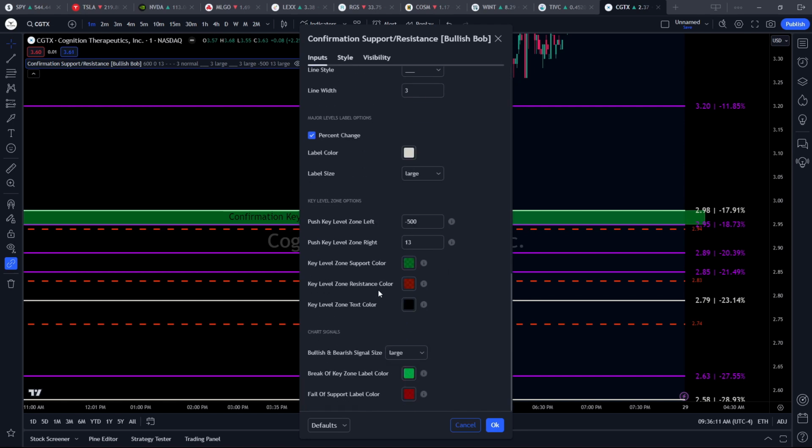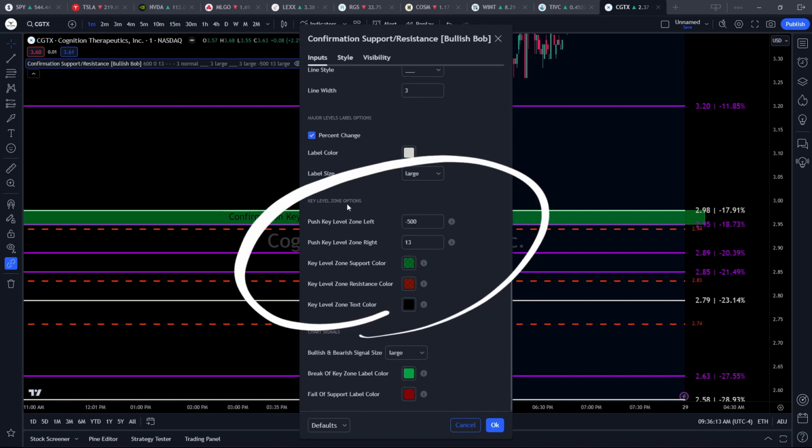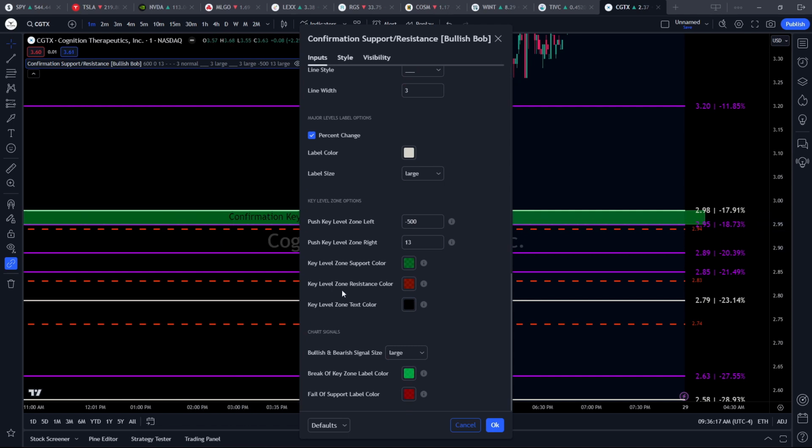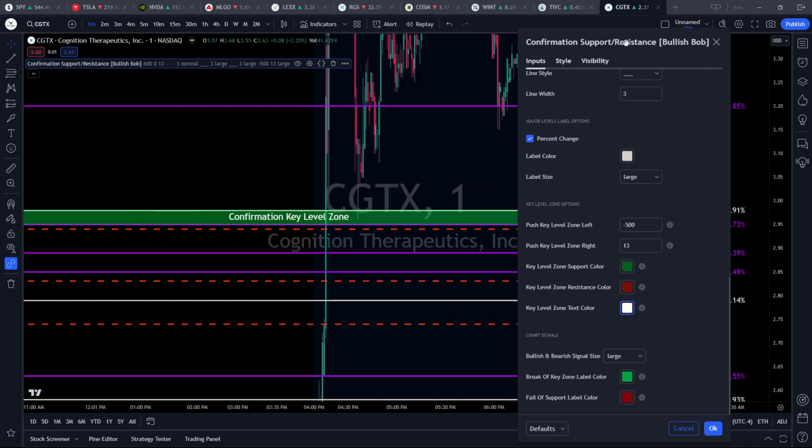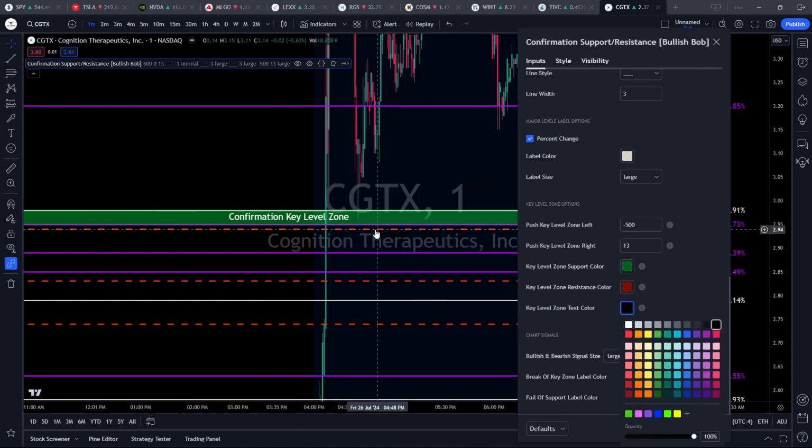Go down to the bottom here, and you can see the key level zone options. So all of these options are going to have to do with that zone there. One of the options is the key level zone text color. So I'm going to change this to white. You can see that changed there. So see that there, guys. If I click on this again, there's the black. And now I'm going to change it to white.